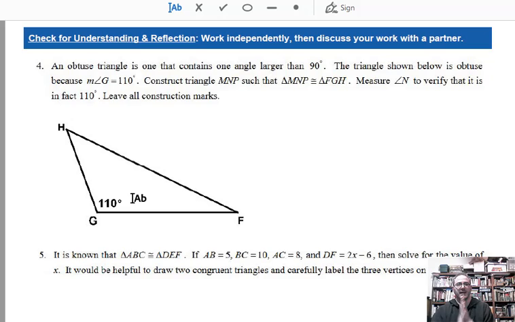Construct triangle MNP such that triangle MNP is congruent to triangle FGH. Measure angle N. Verify that it is in fact 110 degrees. Leave all your construction marks. So you'll need to take a measure of, say, G to F. You could start with any other side, but I would start with G to F.